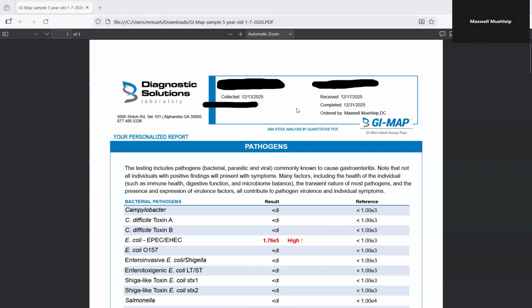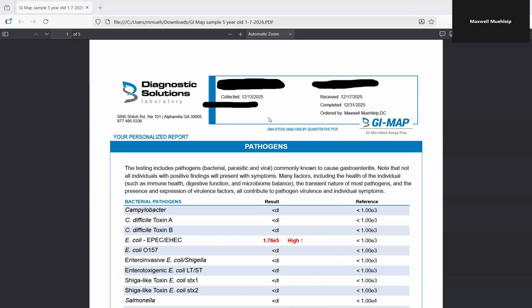Hey, Dr. Max here. I just wanted to take a moment to share the results of this GI map, which is a type of stool test that I recently did on a patient who is 5 years old. This is a little girl who's been complaining of gut pain to her parents for a really long time, and they finally brought her in to work with me.